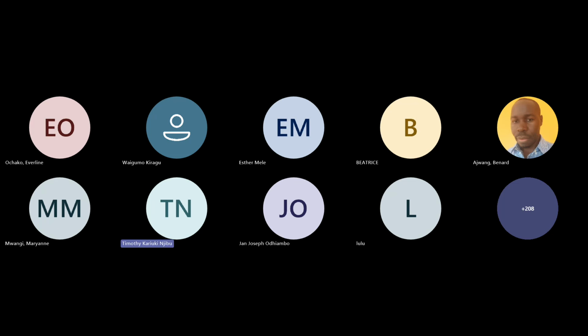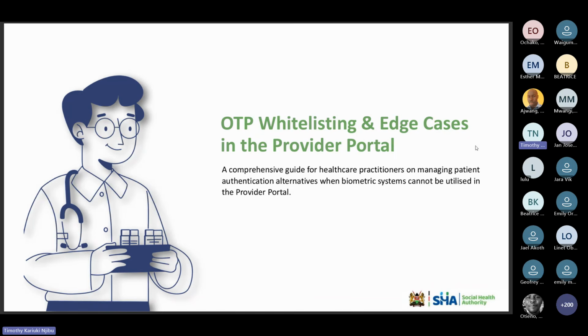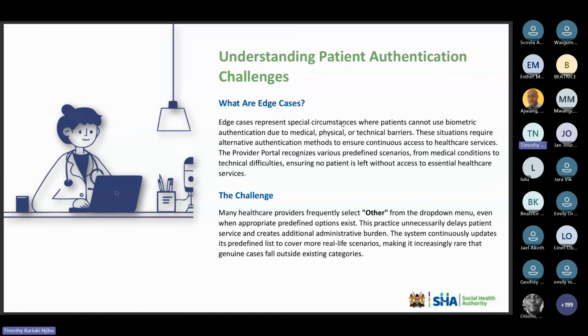So these people who need whitelisting, why do they need whitelisting? As much as you're using biometrics, it will not work for everyone. We have people who have certain challenges that necessitate us to do the OTP whitelisting process. So part of this, we have people who, due to special circumstances, medical, physical, or sometimes when they're affected by technical barriers, are unable to do the biometric authentication. So for these cases, we normally have to whitelist them.